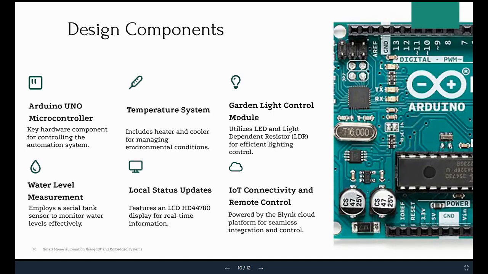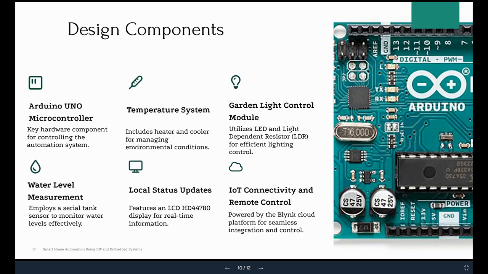Moving on to design components. Arduino Uno microcontroller: key hardware component for controlling the automation system. Next one is the temperature system, which includes a heater and cooler for managing environmental conditions. Moving on to garden light control module: it utilizes an LED and light dependent resistor for efficient lighting control. Water level measurement employs a sealed tank sensor to monitor water level effectively.